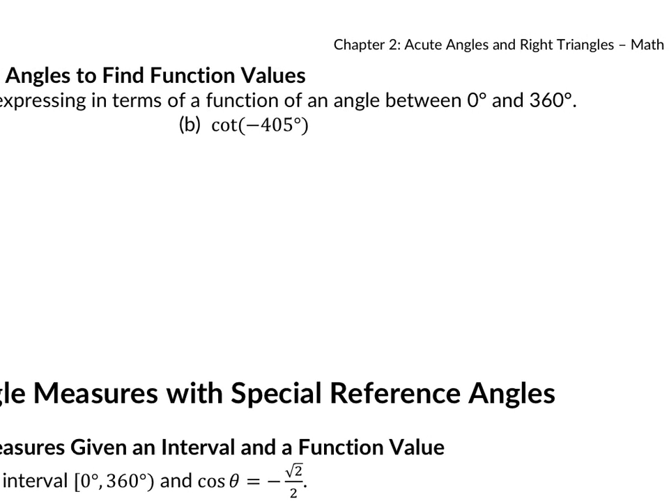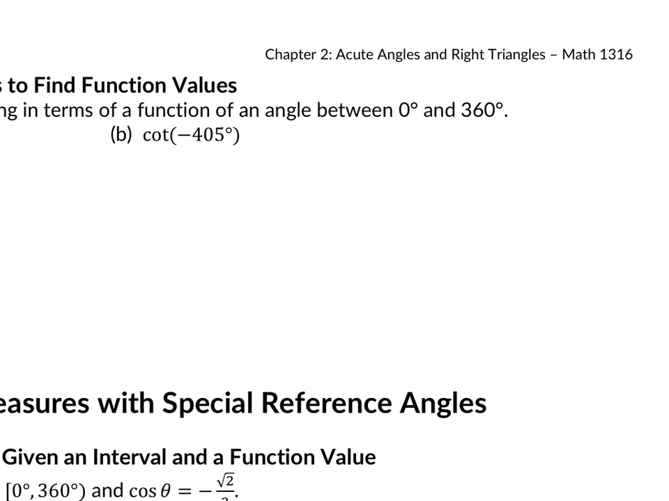In part B, if I do what I just did, I want this number to be between 0 and 360. So again, I'm going to add 360 this time. When I add 360, I would get that this is the cotangent of negative 45 degrees. Still not between 0 and 360, so we do it again. Plus 360 again, I would get that I'm finding the cotangent of 315.